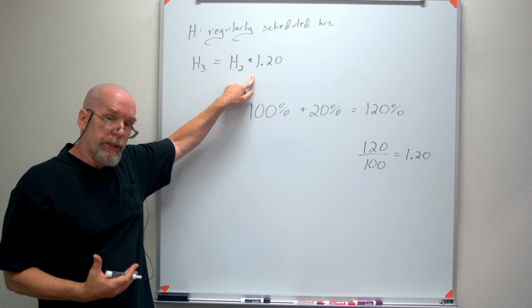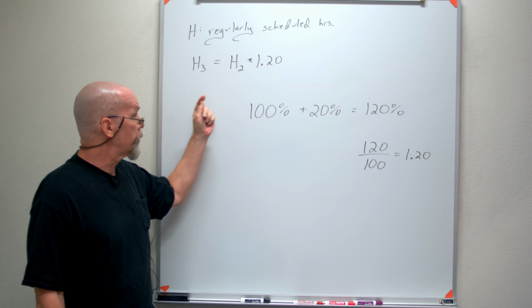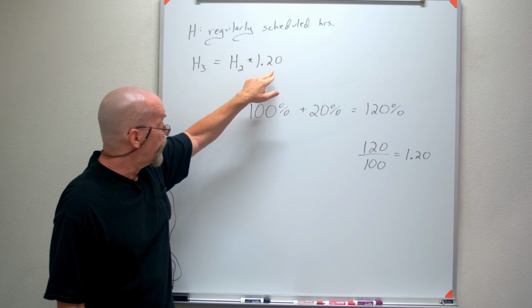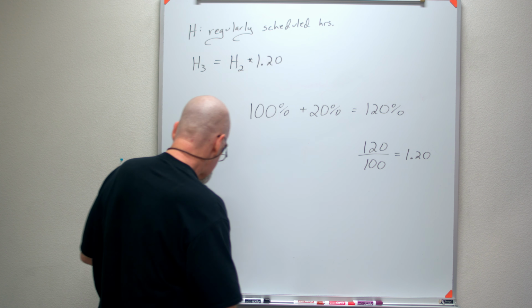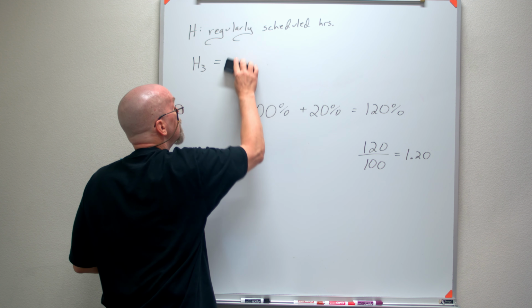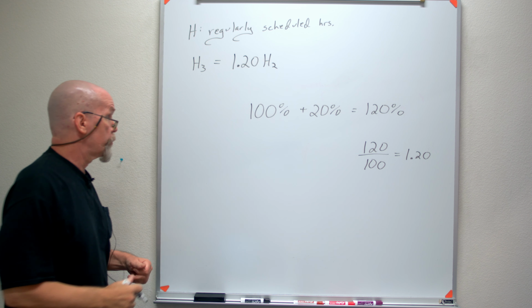You always want to base things upon 100% for your initial value, for your base quantity. So she worked 100% as many hours. 20% more means 1.20 gets multiplied by the hours that she worked in the second week, and that's the hours that she worked in the third week. So I'm going to condense that a little bit. And we're going to define everything in terms of the hours that she worked in the previous week.